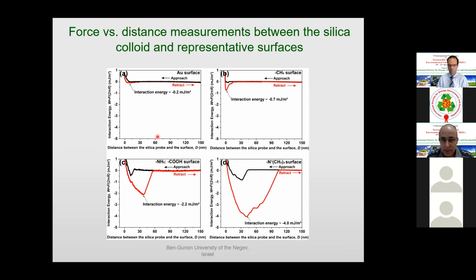Here you can see other examples. This is the bare gold, the alkyl group. Here, this is a mixture of carboxylic acid and amino group, and here is the quaternary ammonium group. So we can see the same trend as we saw in the quartz crystal microbalance measurements: the positively charged groups in the AFM were shown to have very large interaction energies, unlike the neutral groups, which had almost no interaction energies.